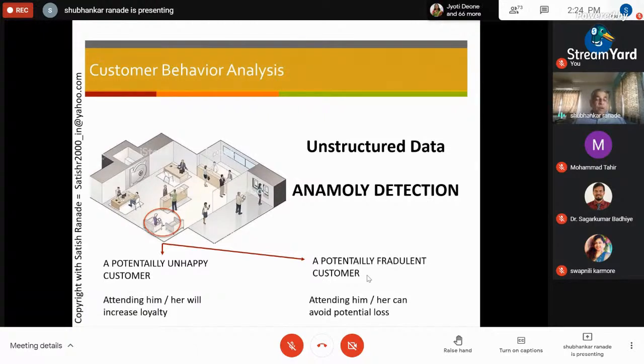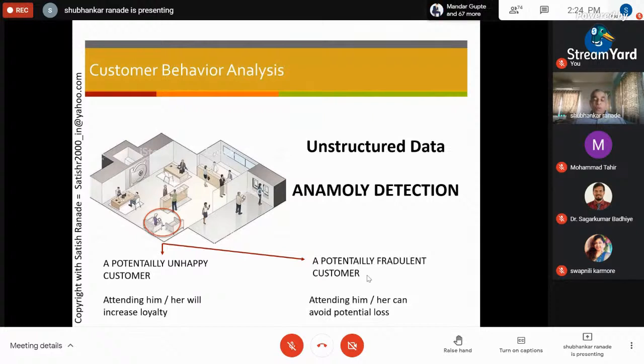And the guy or the lady will be happy because he's attended. The branch manager personally came in and solved his problem. So we will increase the loyalty of the customer. Or if he has a malicious intention anyway, the security guard will come and check what is the intent, and maybe you can avoid a potential disaster.